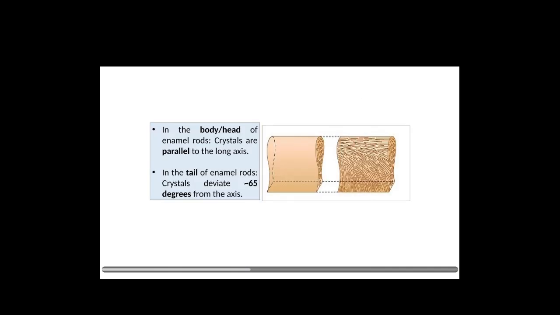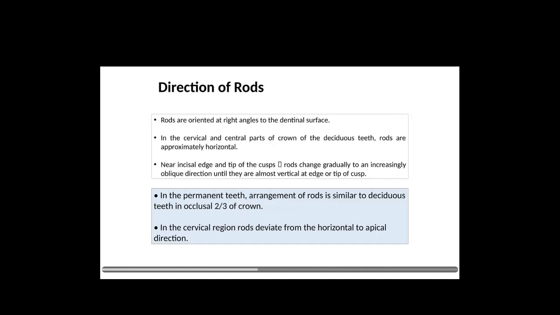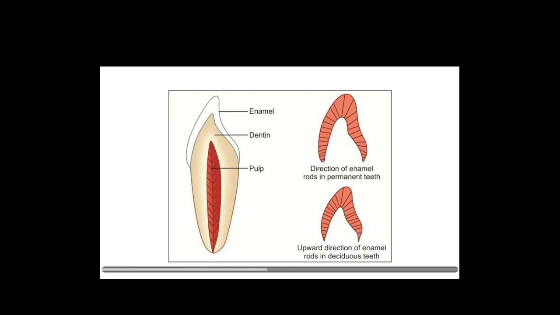In the body and head of enamel rods, crystals align parallel to the long axis. However, in the tail of enamel rods, these crystals deviate approximately 65 degrees from the axis, indicating a distinct structural variation within the enamel rod itself. Enamel rods are oriented at right angles to the dentinal surface. In deciduous teeth, rods are horizontal in the cervical and central crown areas, becoming oblique near the incisal edge. In permanent teeth, this pattern is similar in the occlusal 2/3, with cervical rods deviating apically. Picture showing direction of enamel rods in deciduous and permanent teeth.